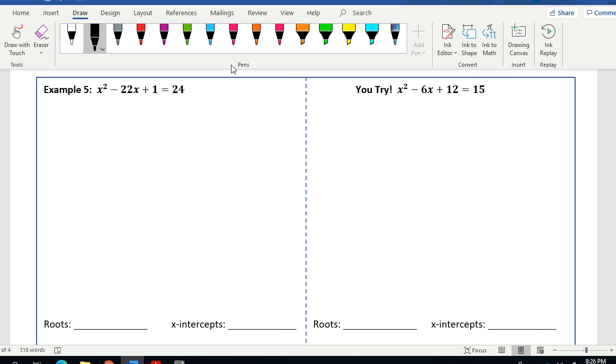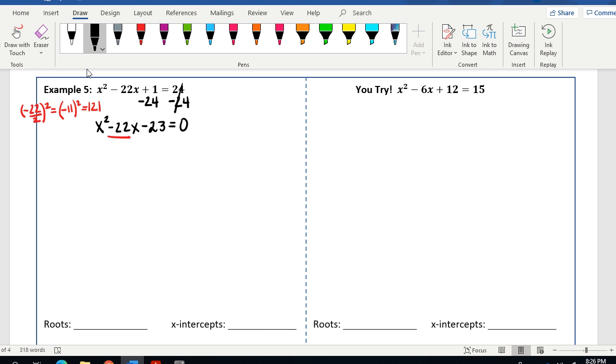So I'm going to subtract this 24 from both sides by subtracting it with the 1. So I'm left with x squared minus 22x minus 23 equals 0. All right, now I'm going to go complete the square. So I'm going to take half of my b and square it. So negative 22 divided by 2 is negative 11, and negative 11 squared is 121.